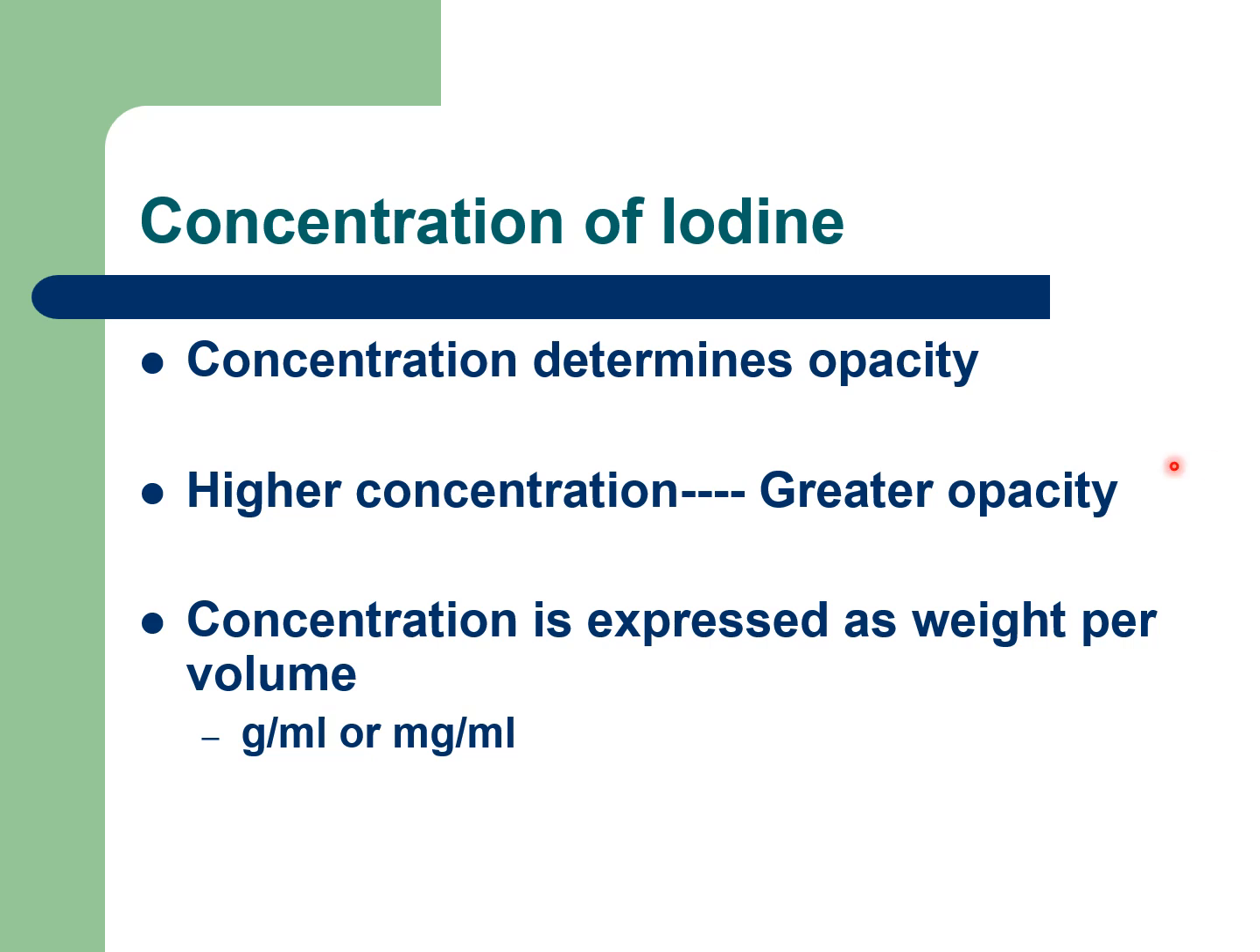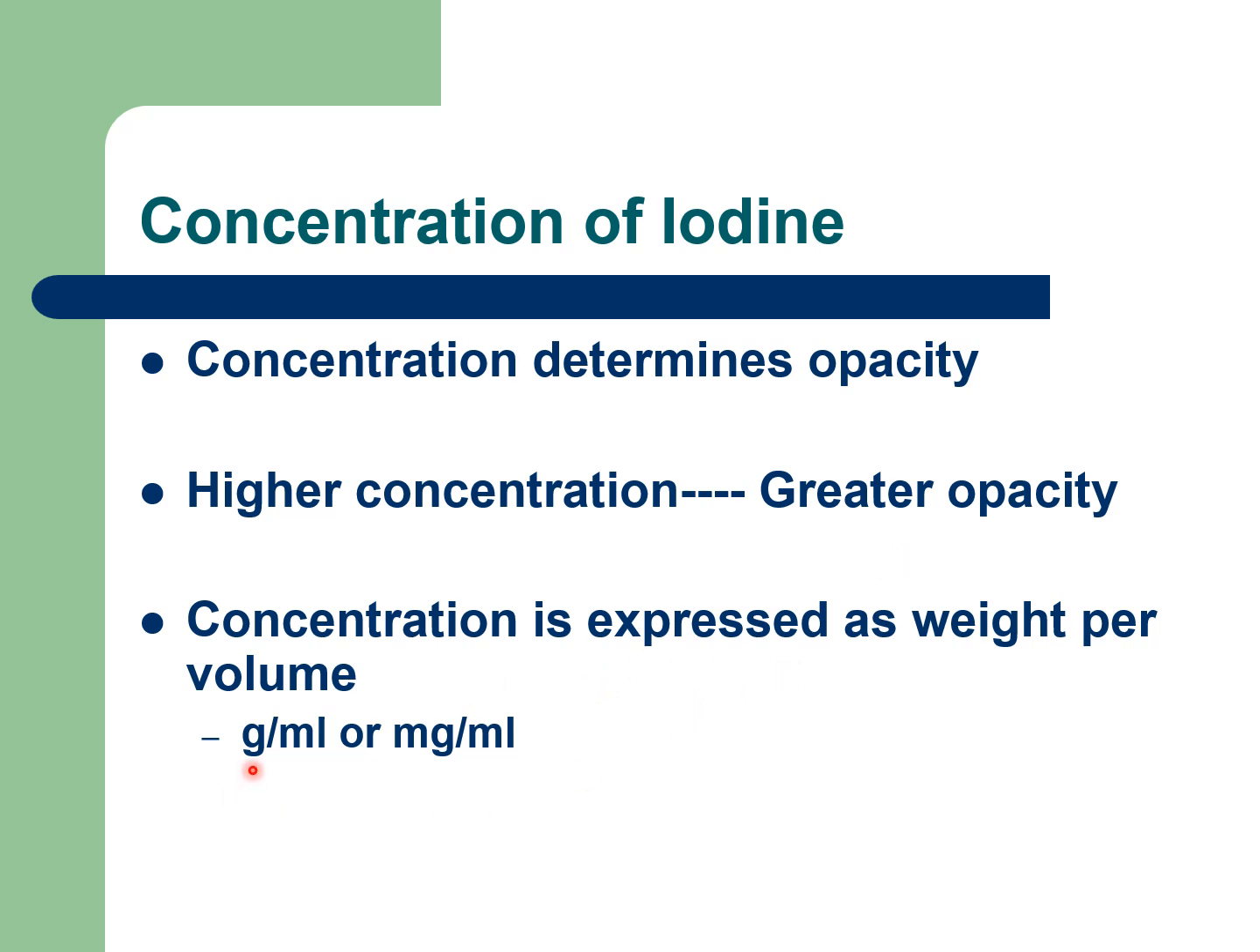The concentration of iodine is how much iodine is in a given volume. We can have 10 mLs of a solution, but it could have a different concentration, a different amount of iodine in that solution. The higher the concentration, the greater the opacity because it has more iodine. Concentration is expressed as weight per volume.